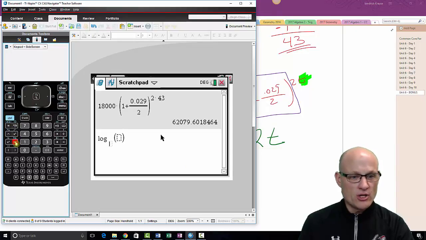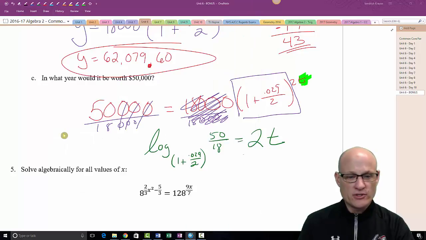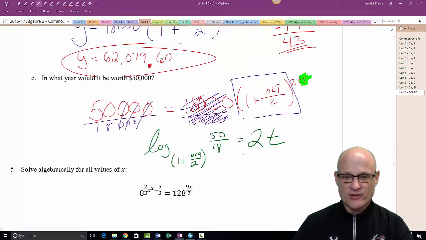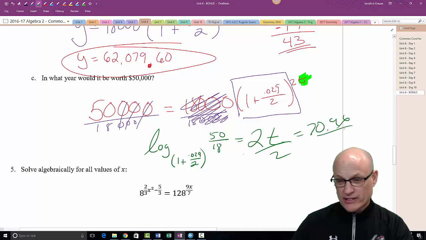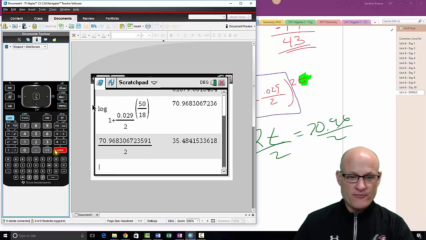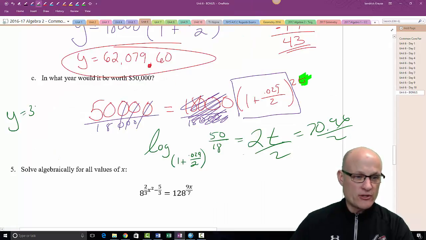So log, control log, 1 plus control division, 0.029 over 2 of control division. Wasn't this 50 over 18? 50 over 18. Enter. So I get 70.96. But remember, this is really equal to 70.96, but I got to divide by 2 to get that final answer. So divided by 2, 35.48. So t equals 35.48 years.